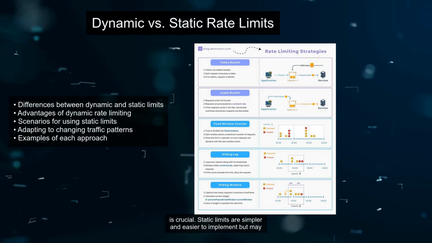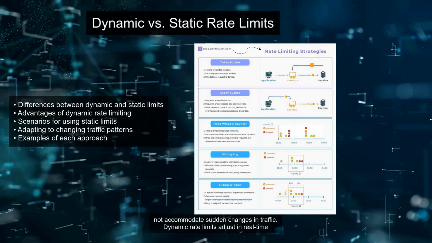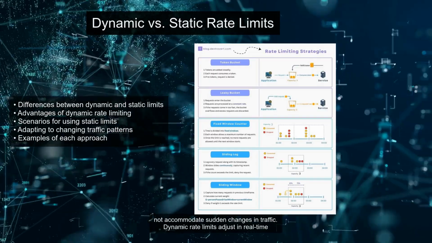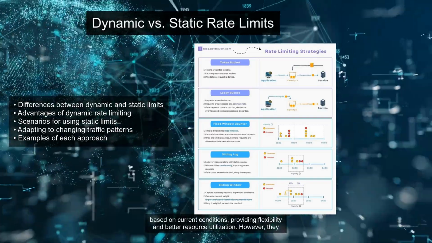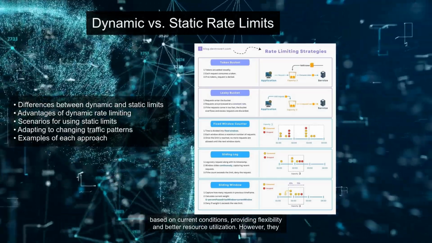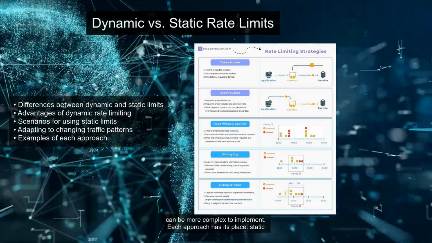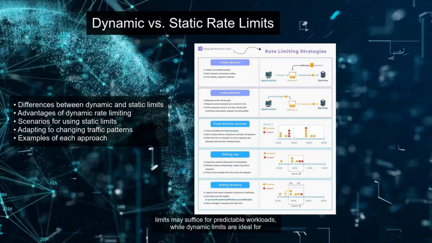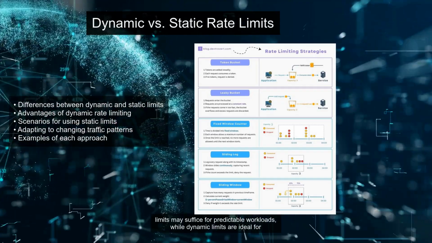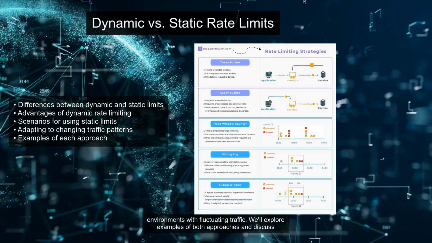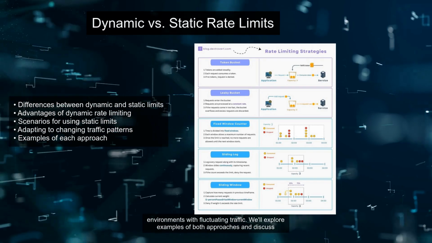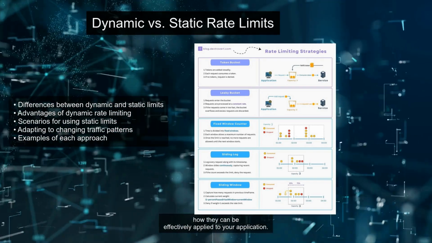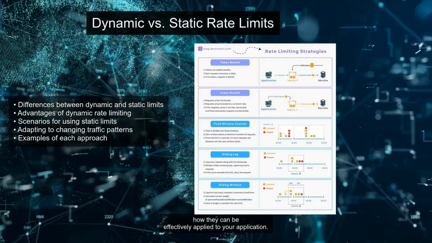When designing rate limiting strategies, choosing between dynamic and static rate limits is crucial. Static limits are simpler and easier to implement but may not accommodate sudden changes in traffic. Dynamic rate limits adjust in real time based on current conditions, providing flexibility and better resource utilization. However, they can be more complex to implement. Each approach has its place. Static limits may suffice for predictable workloads, while dynamic limits are ideal for environments with fluctuating traffic. We'll explore examples of both approaches and discuss how they can be effectively applied to your application.